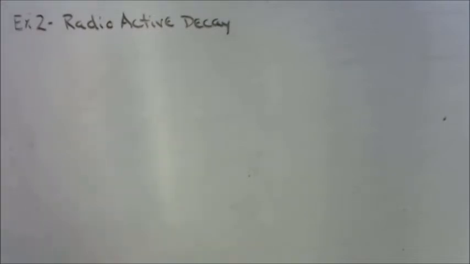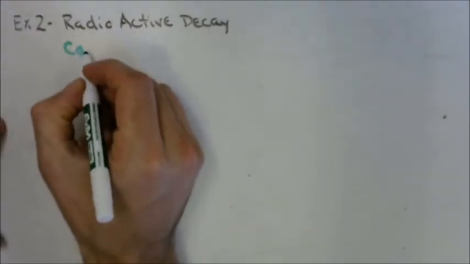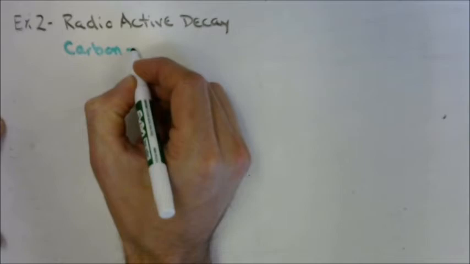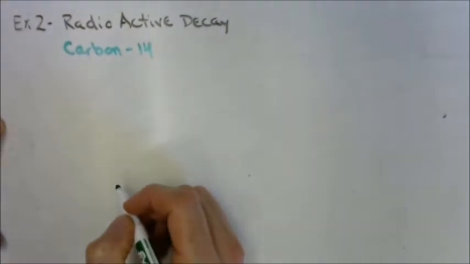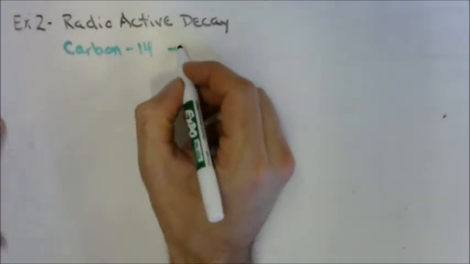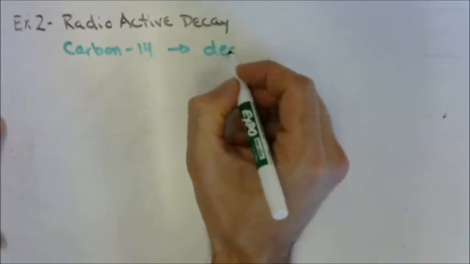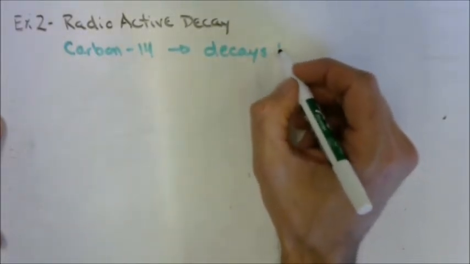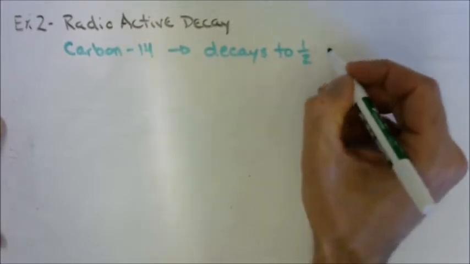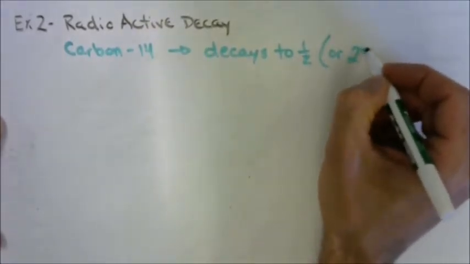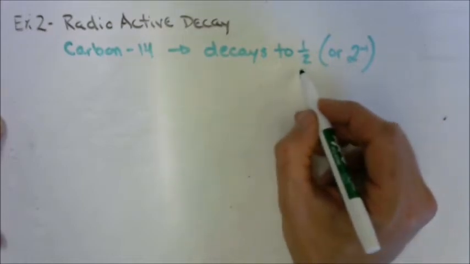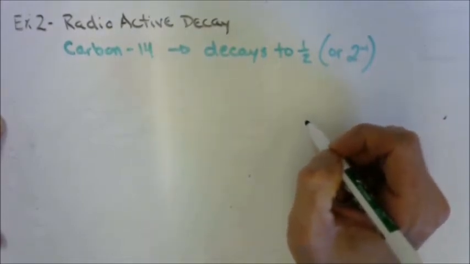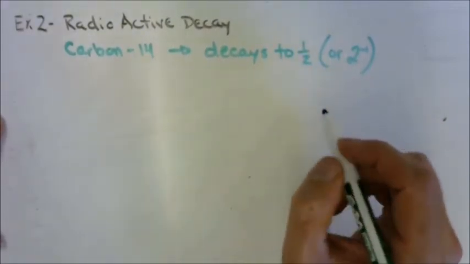We are given carbon 14. So I'm just going to write down some notes that summarize the problem. Carbon 14 is a radioactive element that decays to 1/2, or 2 to the power of -1. That's the exact same as 1/2. Carbon 14 decays to half of its amount.